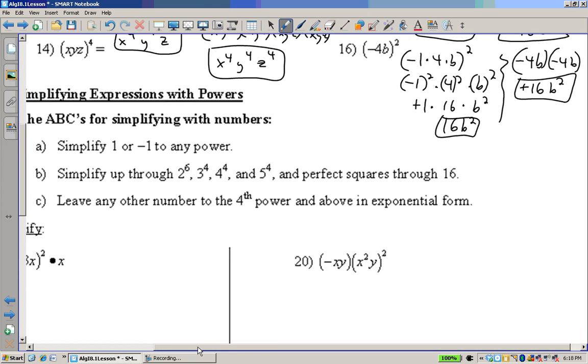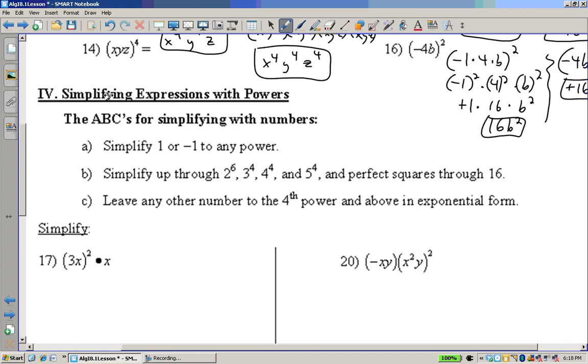Okay. Now this is just a little simplifying. This isn't a general rule, but for what we're going to do, 1 and negative 1 are very easy to work with. Do those to any power. 2 to the 6th, to the 5th, to the 4th. Those are very easy to work with, the 2's. So up to 2 to the 6th would be fine. If it's 2 to the 7th, just leave it in exponential form. 2 to the 7th, 2 to the 8th.